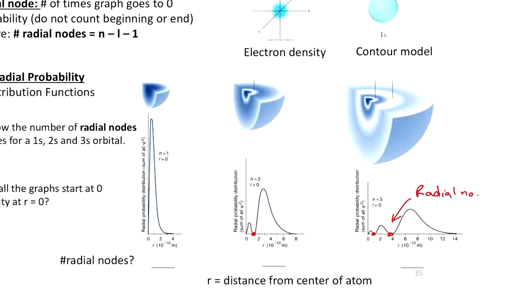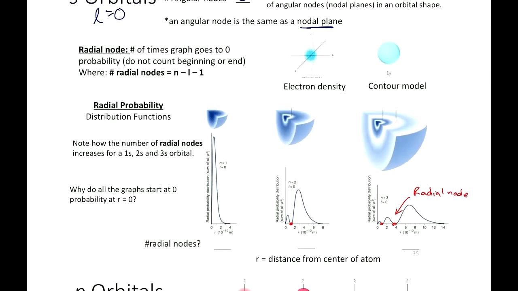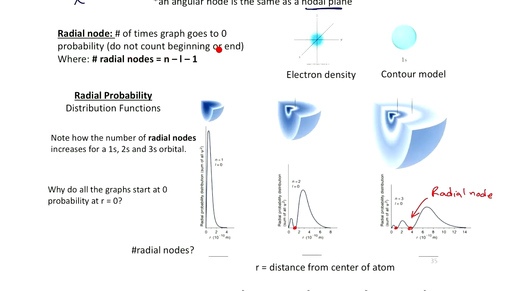Radial nodes are where the graph goes to 0, but you don't want to count the beginning or the end. You won't find electron density at the beginning of this graph because at a distance of 0, you're in the nucleus. So would you ever find electrons in the nucleus? No, you won't. So that's why the graph starts at 0. And you also won't find electrons infinitely far away from the atom either. So that's why you don't want to count the beginning or end of the graph. You only want to count the middle sections where it goes to 0. So those are what we call radial nodes.